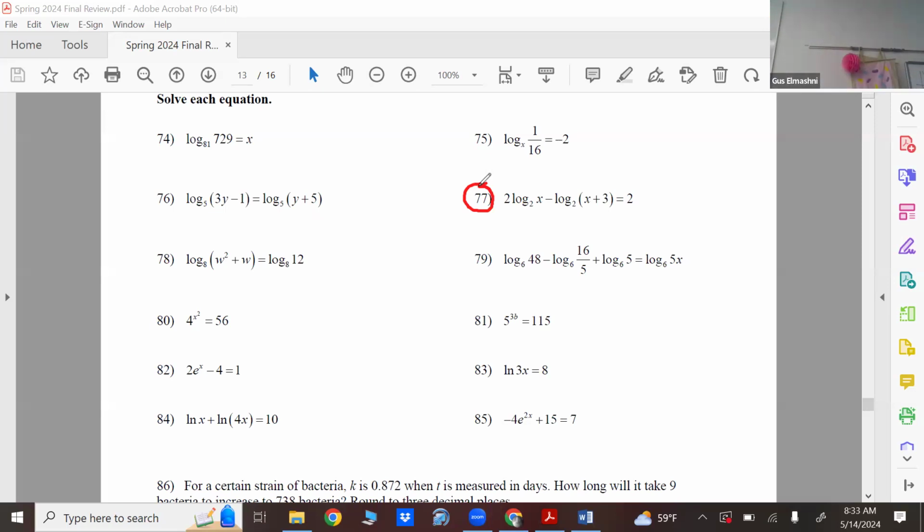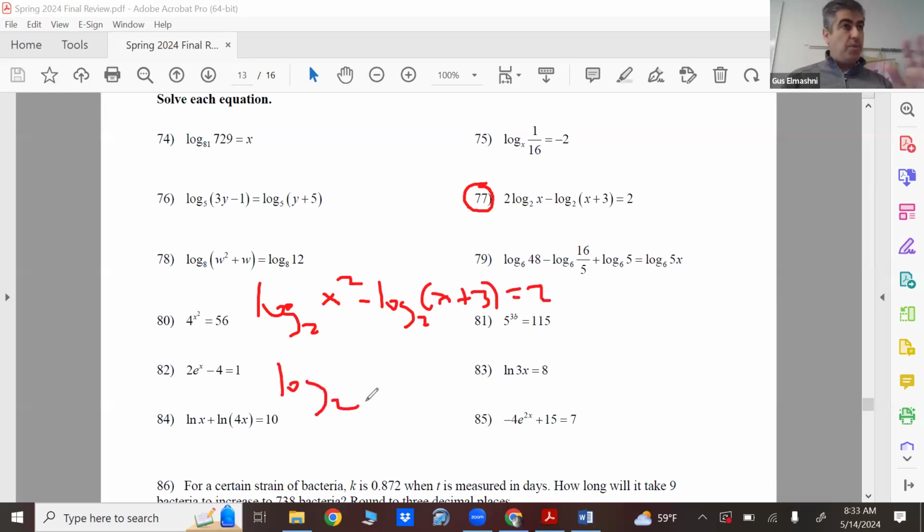But I see a minus in between. You guys know what that minus means? But before even that, you see the 2 out front. What does that mean? All right, you have it back, good. Move it back first, because that's going to make your life much easier. So that'll be log base 2 of x squared, very good, minus log base 2 of x plus 3, of course, equals 2. Okay, now I can do the division, right? If it's a plus, do multiplication. If it was minus, do division.